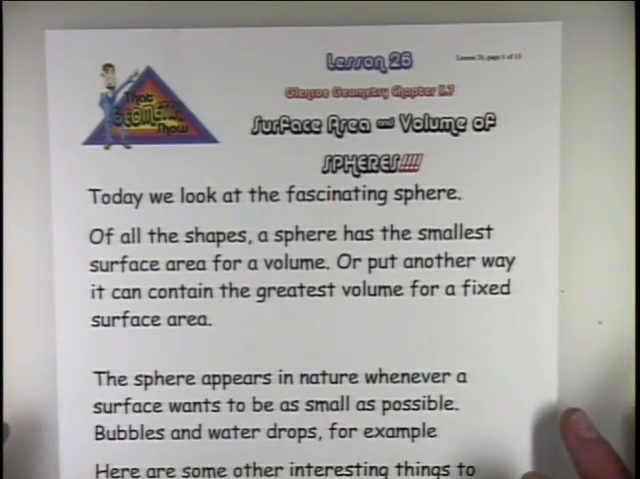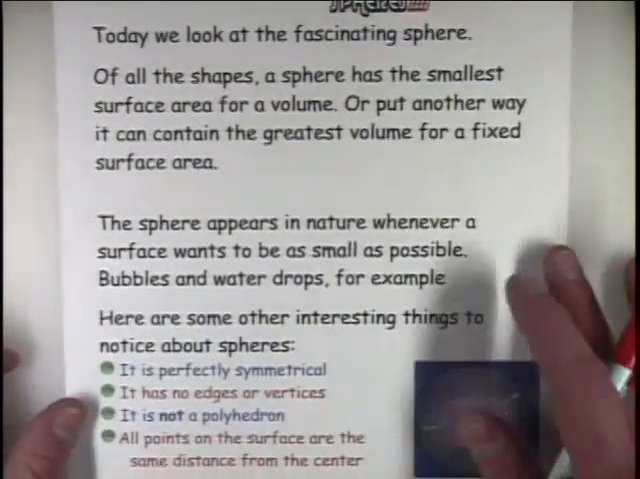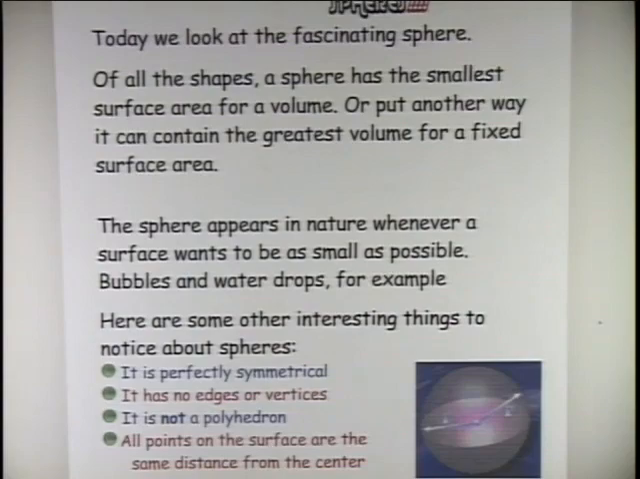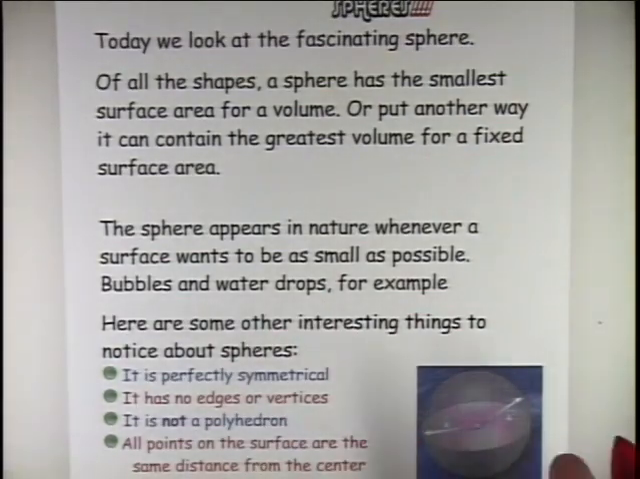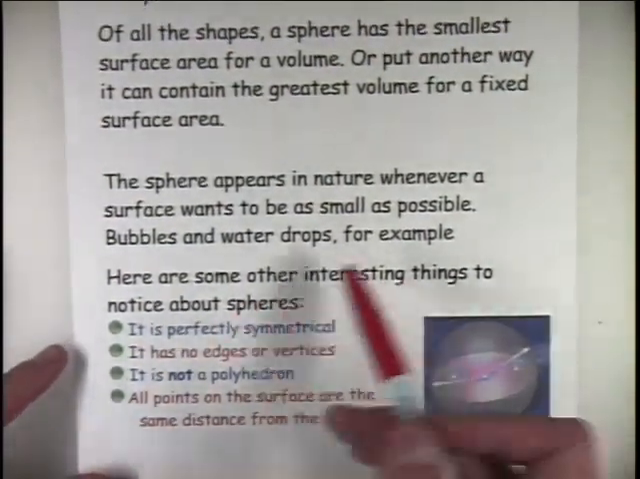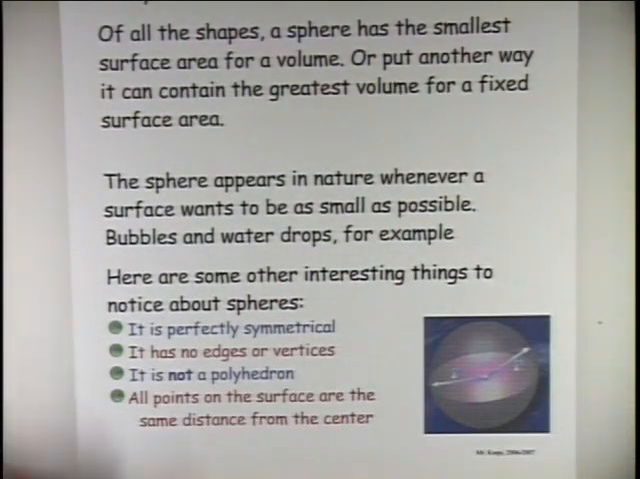Now, because it's efficient and nature loves efficiency, the sphere does appear in nature whenever surfaces want to be as small as possible. For instance, bubbles or water drops, okay? Everyone's seen bubbles. They're spheres for a very, very physical reason. They're very efficient. Now, here's some other interesting things about spheres that you might notice.